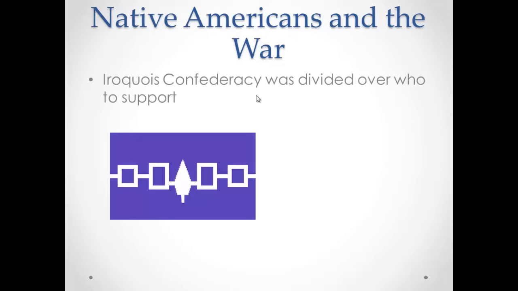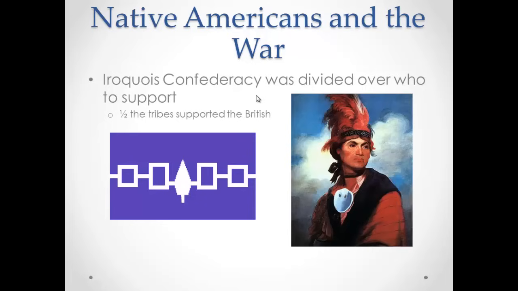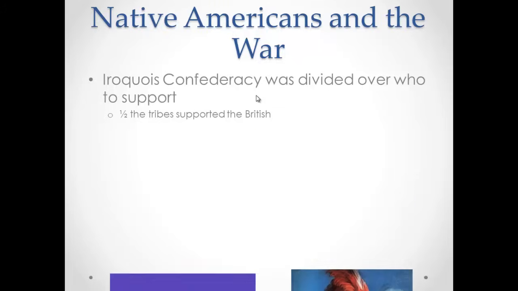Native Americans in the war, let's talk about the Iroquois Confederacy. They were divided over who to support. And here's a flag of the Iroquois Confederacy. Roughly half the tribes wanted to support the British, including this guy, Joseph Brant. And the other half either supported the Americans or they wanted to stay out.